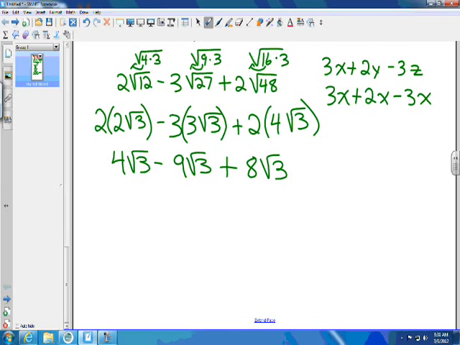It's the same thing here. You need to look at this square root 3 like it's an object that you can pick up and hold in your hand. So here you have 4 of them. You have 4 square root 3's right there. You're subtracting 9 square root 3's. And then you are adding 8 square root 3's back. So where would you end up? At what? 3 square root 3 would be your answer for that.